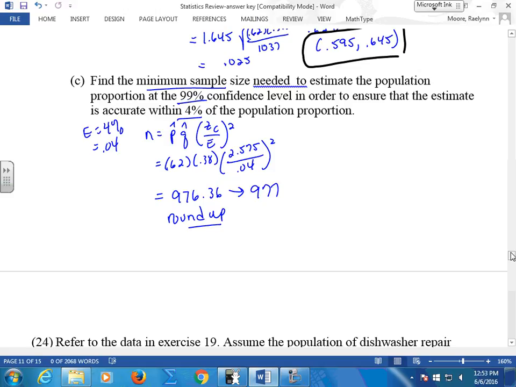So my margin of error is given right inside here, wherever it says within. Find my minimum sample size. Make sure you always round up. Well, in a sample, can I ever get 976.36 people? No. So I need to make at least that much. If I round it down, I miss that little portion of a person. So I have to round up all the time.